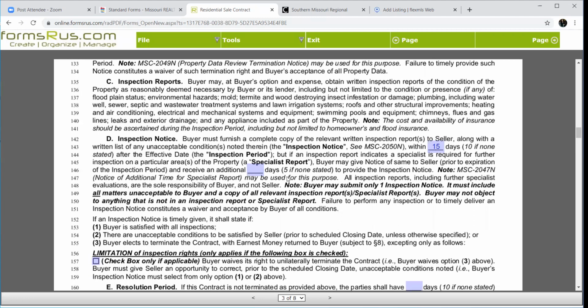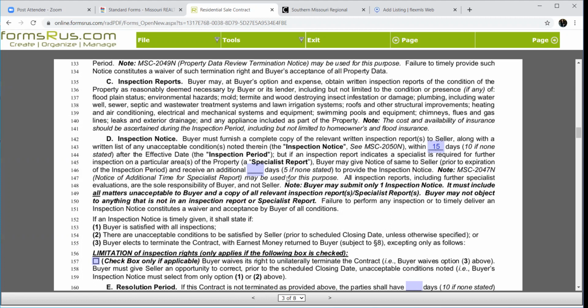And by signing this contract, everyone is agreeing to the buyer having the ability to bring a specialist in as needed. So we have a general inspector that comes in and says there's quite a bit of granular loss and maybe some hail damage on the roof. Suggest you bring in a qualified roofing inspector to check this out. Now, there is a magical form that you can use, MSC 2047N, Notice of Additional Time for Specialist Report. That is best practice to utilize that form.